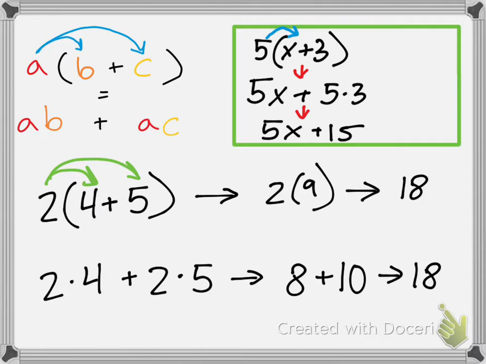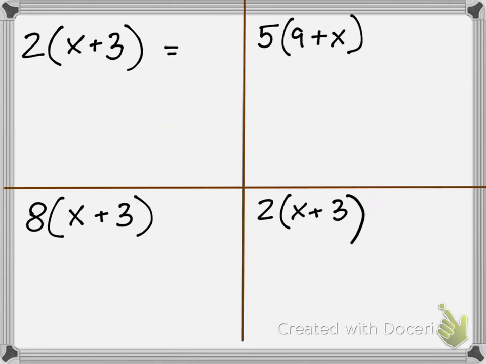Amelia asked, does this work every time? Yes. Distributive property works every single time as long as you do it right. As long as you distribute to everything inside the parentheses, no matter how many things. There could be 2, there could be 2,000. If you distribute to everything in the parentheses, it will always work. So to everything. I want you guys to do these 4 problems.